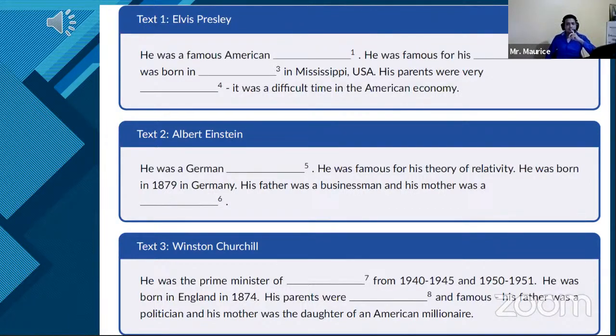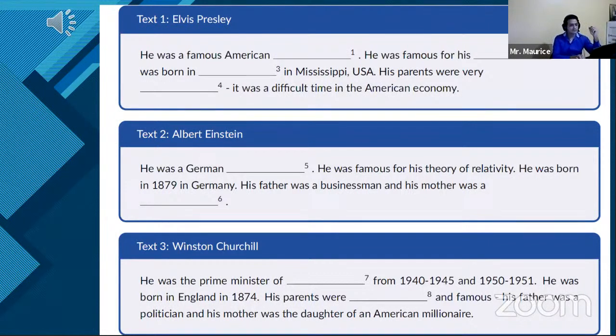Albert Einstein. He was a German scientist. He was famous for his theory of relativity. He was born in 1879 in Germany. His father was a businessman, and his mother was a pianist.